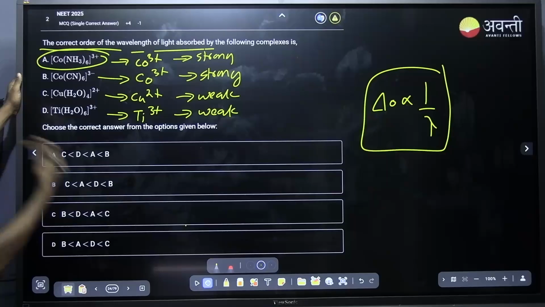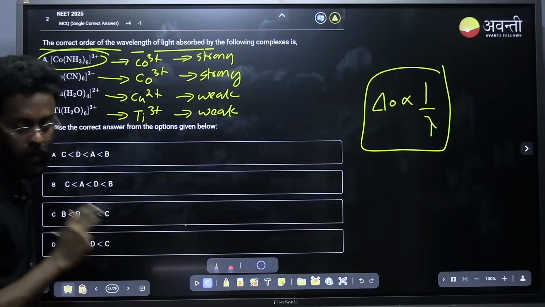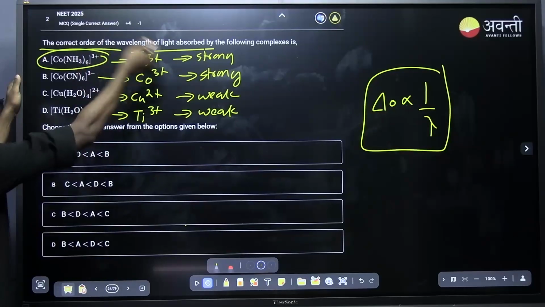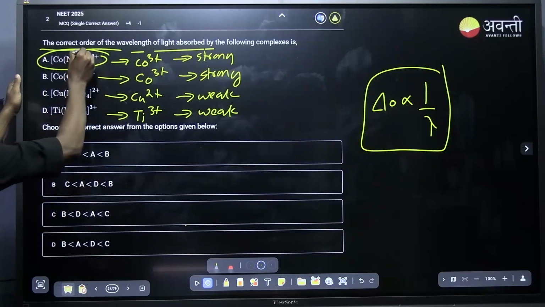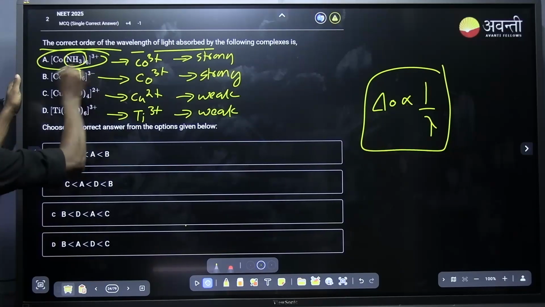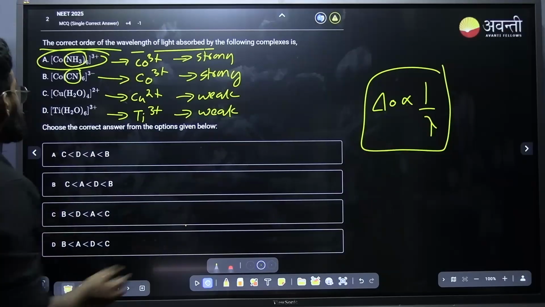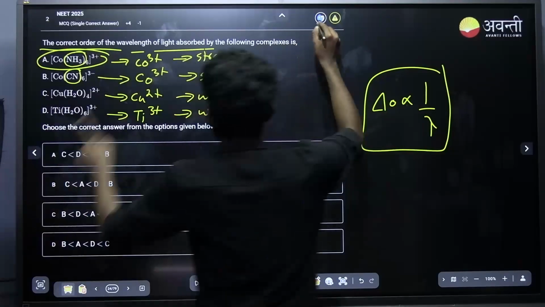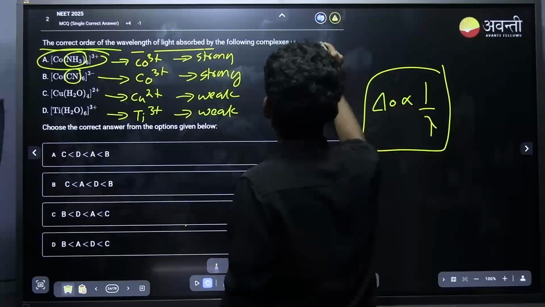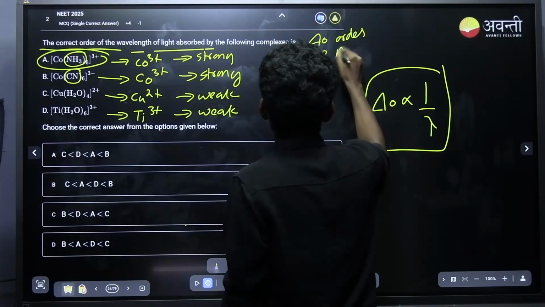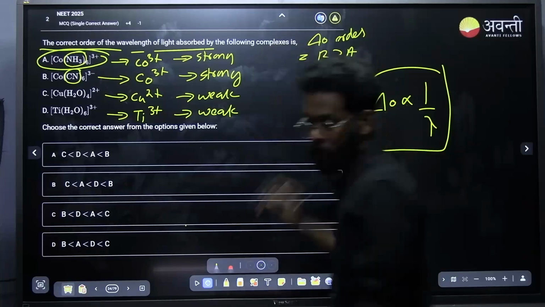Now how can we compare the splitting energy order? Among these, which has the strongest delta O value? Very important question. I said to you, if the oxidation state and the central metal atom are the same, then you have to check the strength of the ligand. Here it is NH3 and here it is CN. Which is the stronger ligand? CN is stronger. Carbon donors are stronger ligands. So the strongest among all these is B. Delta O order: B, then comes A.